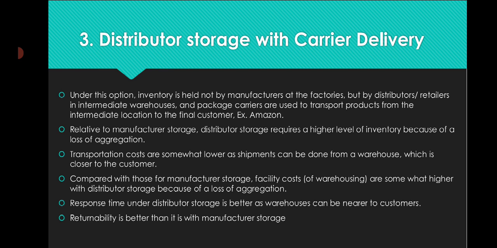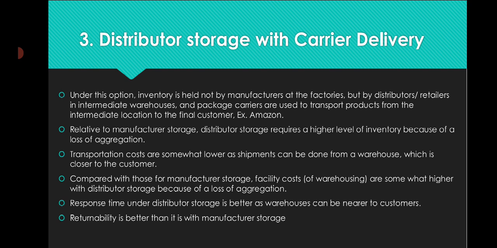Under this option, inventory is held not by manufacturers at the factories but by distributors, retailers or intermediate warehouses, and package carriers are used to transport products from the intermediate location to the final customer. Example is Amazon.